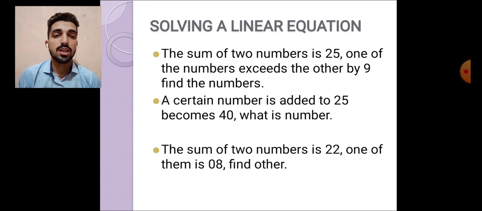Solving a linear equation. The sum of two numbers is 25. One of the numbers, x, exceeds the other by 9. Find the numbers. A certain number is added to 25 and it becomes 40. What is the number? The sum of two numbers is 22. One of them is 8. Find the other.